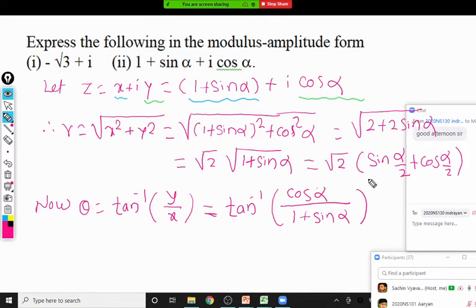Now let me simplify this. What is the trigonometric identity or half angle formula for cos alpha? Cos square alpha by 2 minus sin square alpha by 2. Correct. It is cos square alpha by 2 minus sine square alpha by 2. This is the half angle formula for cos alpha.